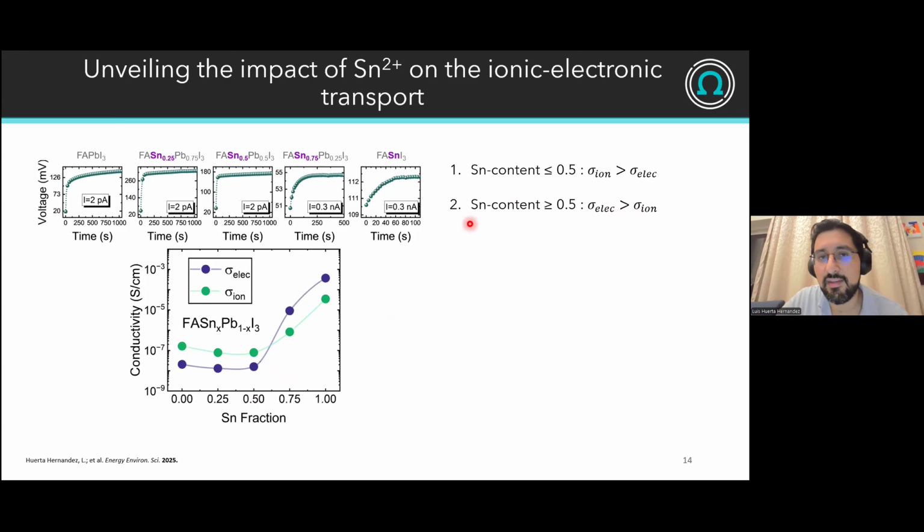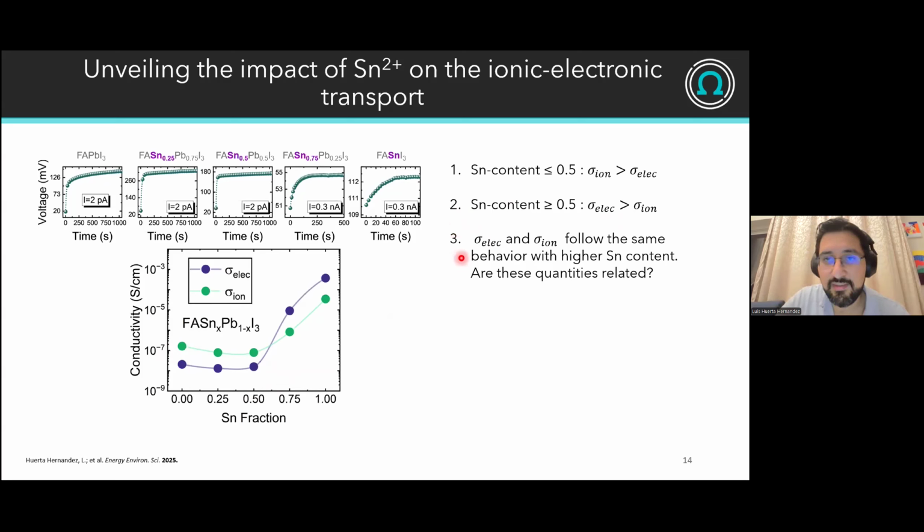And again, this kind of makes sense, considering that when you have a lot of tin, you will have a huge carrier concentration. So basically, the electronic conductivity will overcome significantly the ionic one. And the third observation is that these 2 quantities, electronic and ionic conductivity, seem to be related to each other, because they follow exactly the same behavior with the tin content, both increase at the same time or both decrease at the same time. So we were wondering if these quantities were related, right?